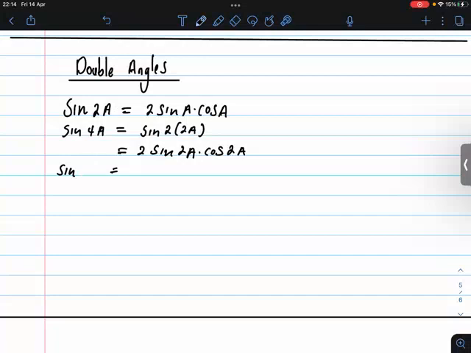So our reference has got to be this one. There's got to be 2 times a certain angle. Are you happy? Let's look at sine 8A. Sine 8A is the same as what? 2 times 4A. Do you see that?